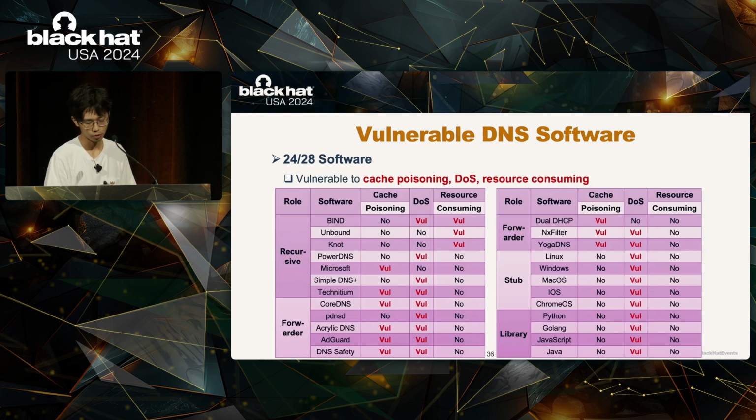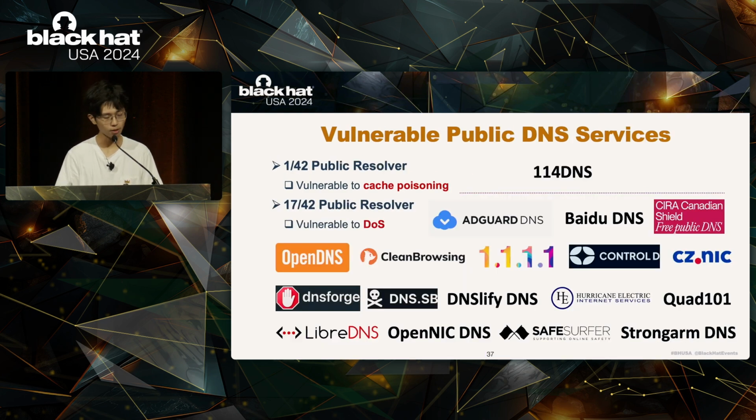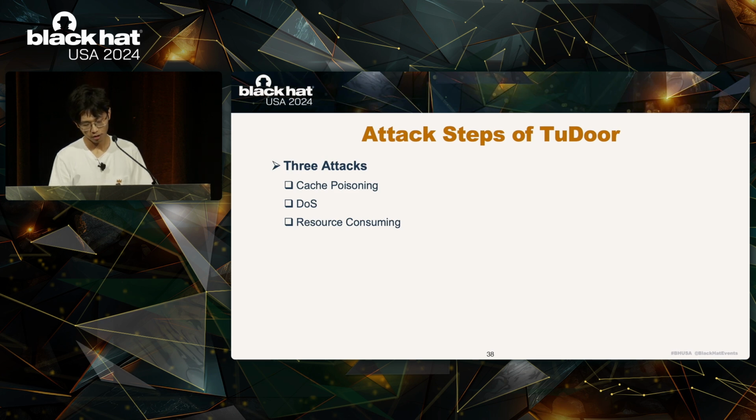In summary, we found 24 DNS software vulnerable to cache poisoning, denial of service, and resource consuming, including BIND and Unbound. Besides, 18 public DNS services are vulnerable to cache poisoning and denial of service, such as OpenDNS and Cloudflare. We proposed 3 attacks by exploiting the TuDoor vulnerabilities, including cache poisoning, denial of service, and resource consuming. Here I will introduce the cache poisoning attack.